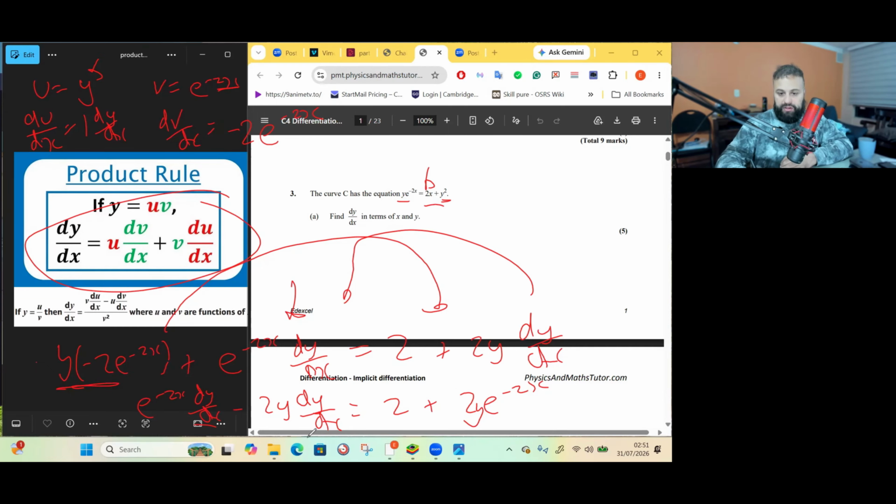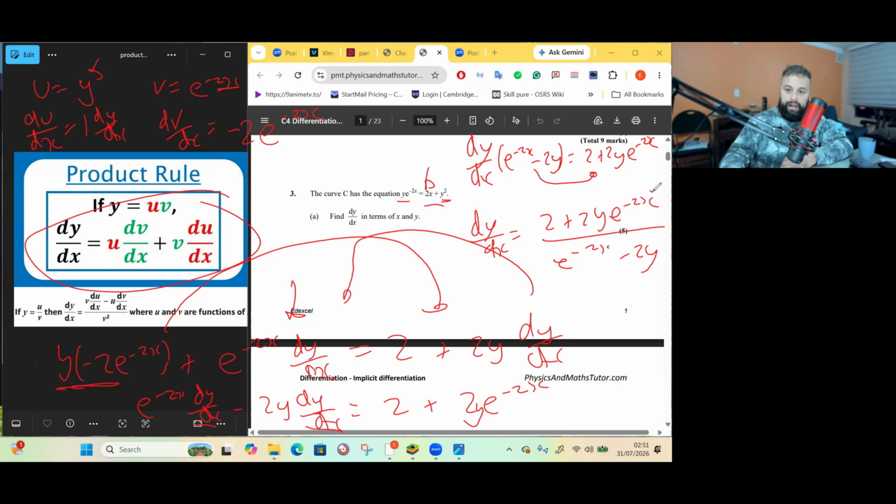And we just have to factorize by dy by dx over here. And we make dy by dx the subject, so we divide by this on the other side. And this ends up being our answer.